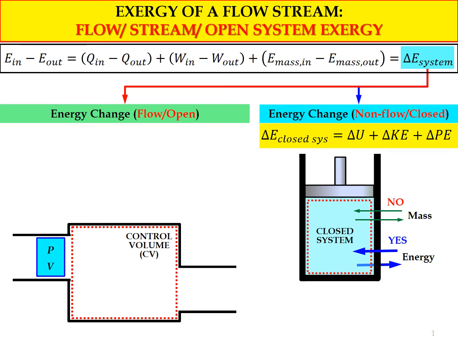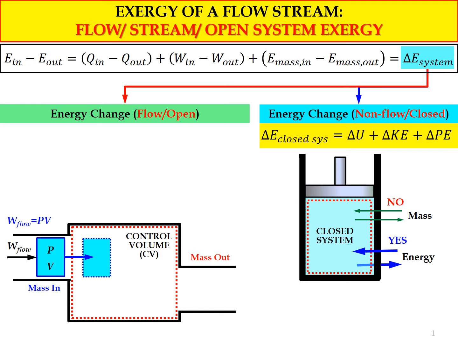So let's say we have a mass of fluid or a mass of substance with pressure P and also volume V. So in order to transfer the mass into the control volume, we need to supply an energy to force the mass to enter the control volume. So this kind of energy we call flow work or W flow, where the formula for W flow equal to PV.